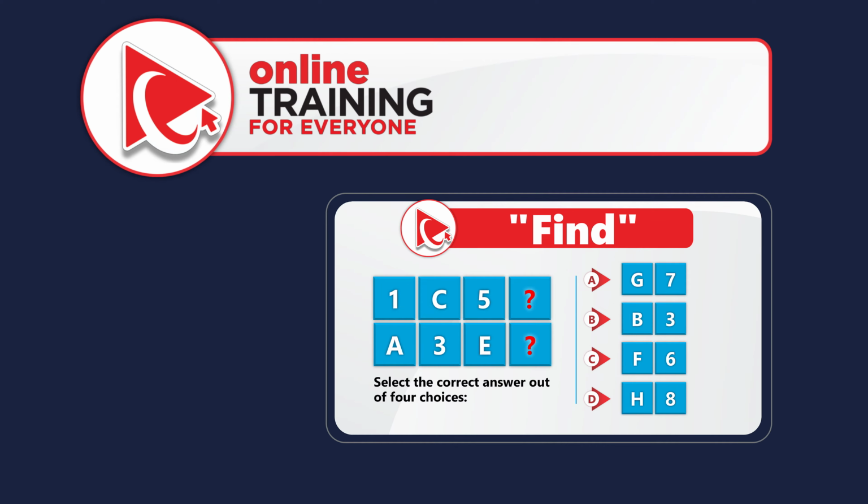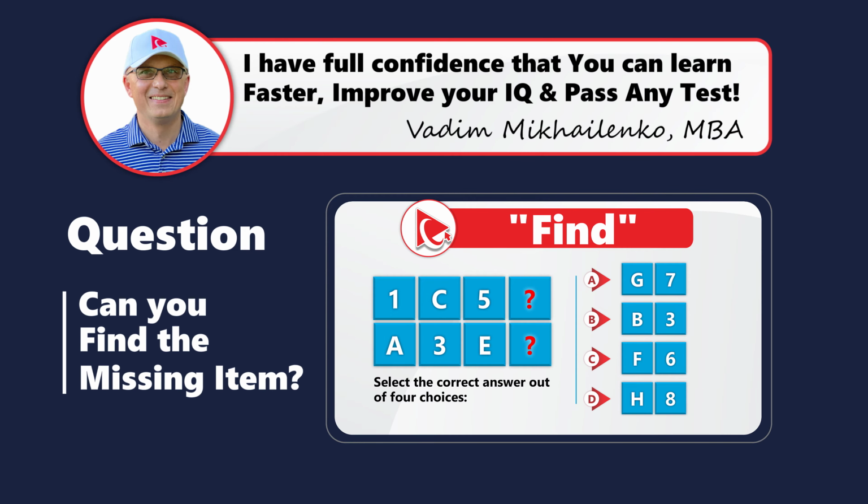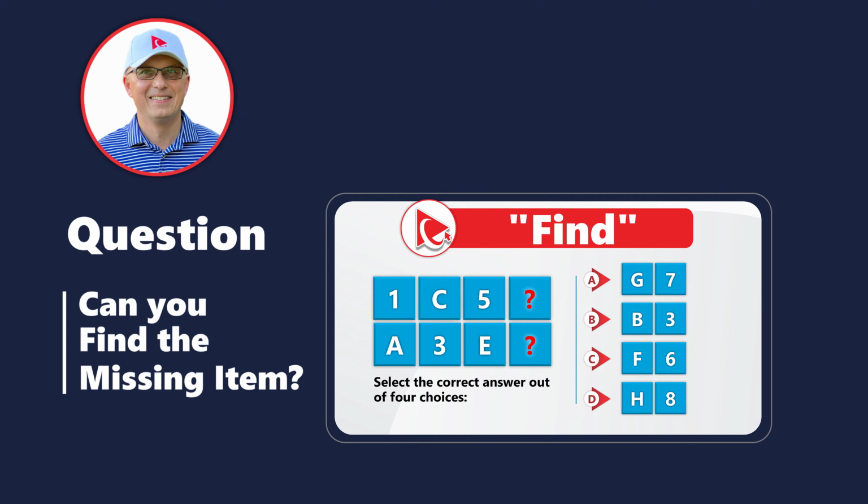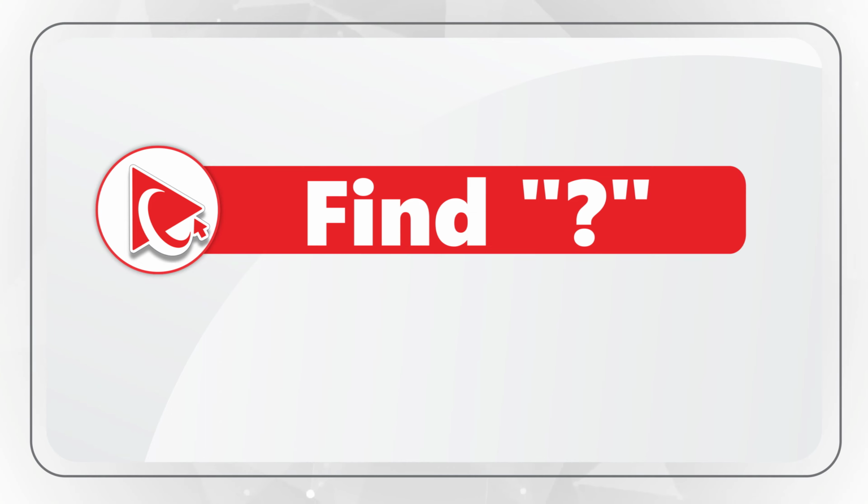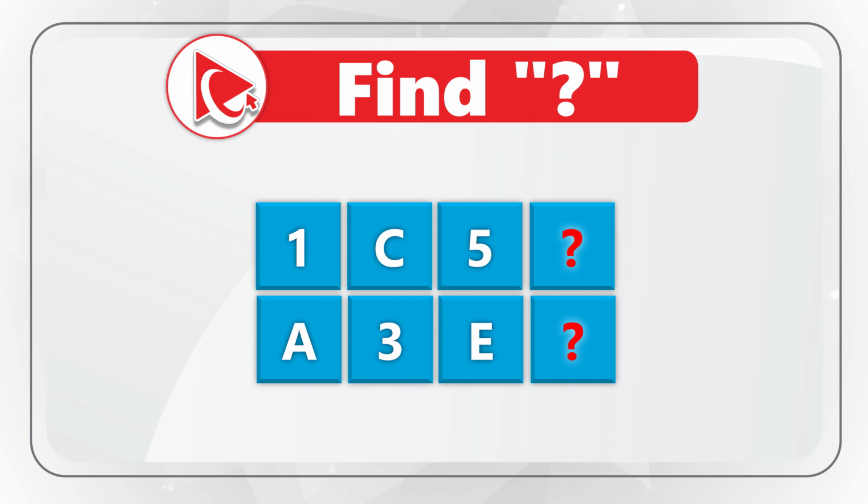Calculating missing items is one of my favorite questions, especially considering the fact that calculations are very simple. You're presented with 2 rows of values. The first row contains values 1, C, 5, and then comes the missing value. The second row contains values A, 3, E, and then comes the missing value.